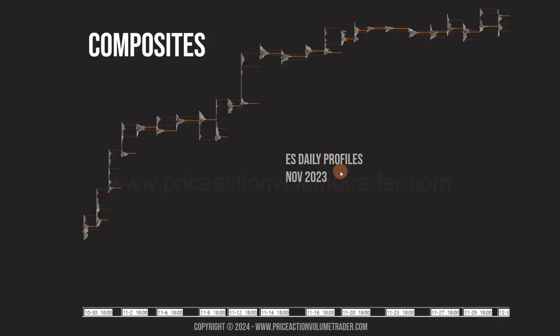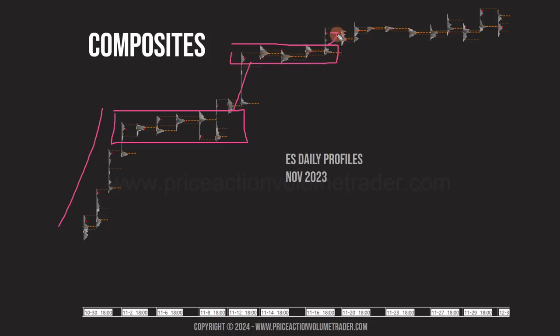These are examples of periodic composites. This is the S&P market, and you can see here we have this daily profile. We have an imbalance, then this balance period right here, an imbalance move up, then another balance period, a little migration up, then another balance period higher, etc.